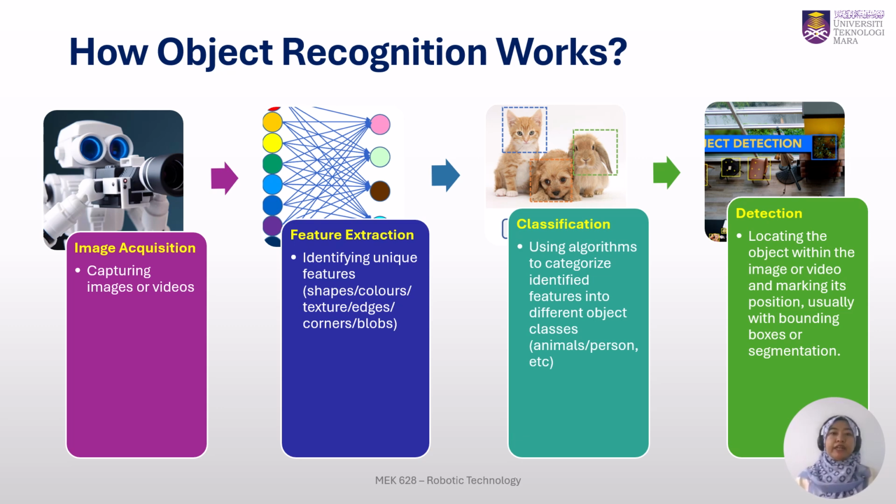And then after that, it will finally detect where the object is located in the image, like putting a label on it with a bounding box, for example.